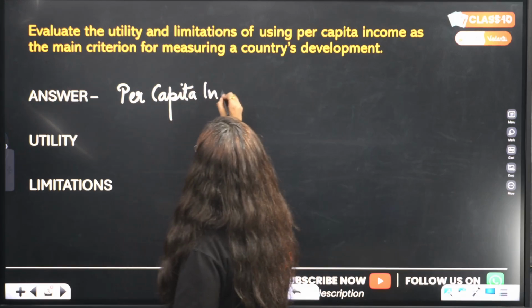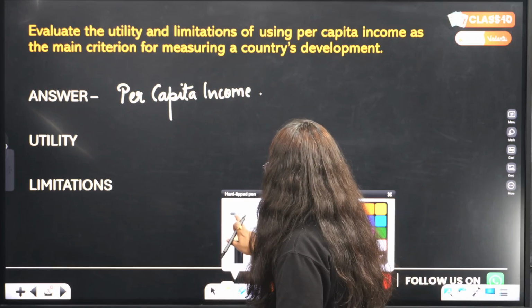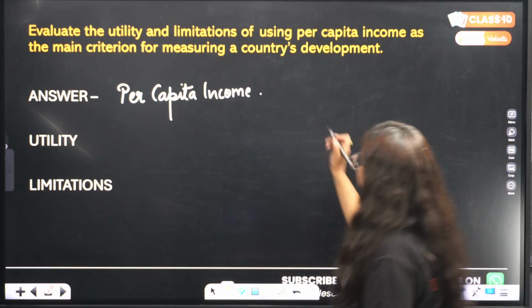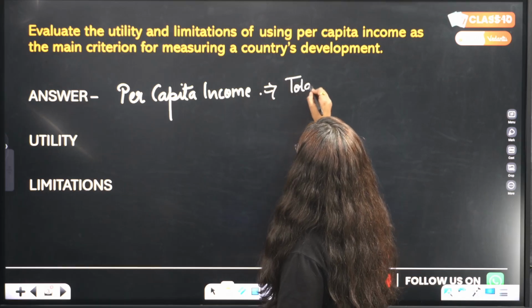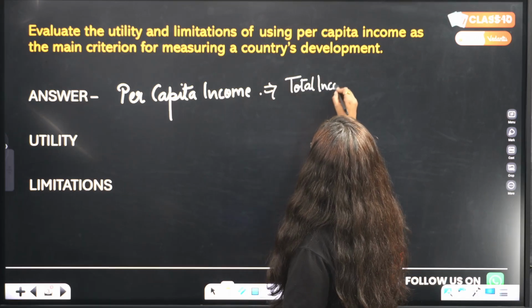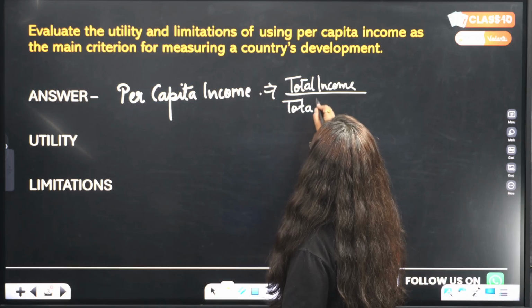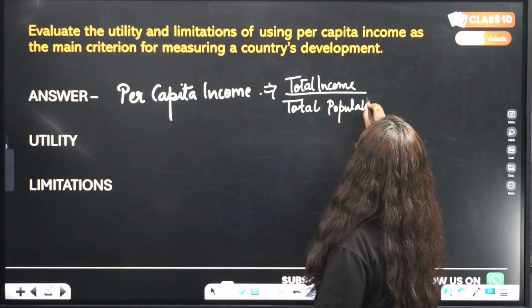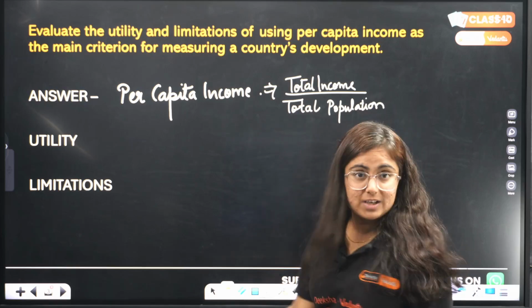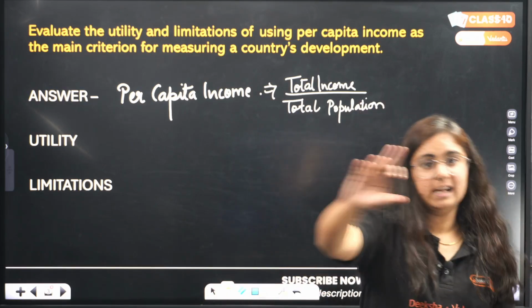What do we give? We will give an introduction that per capita income is basically, my dear students, the ratio between the total income and the total population. Total income upon total population. It can come as a 3-marker question or as a 2-marker question. Then we will talk about utility and limitation.